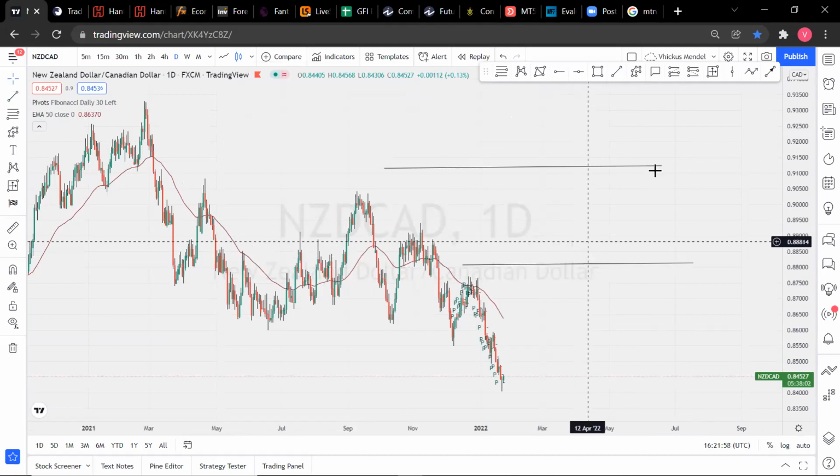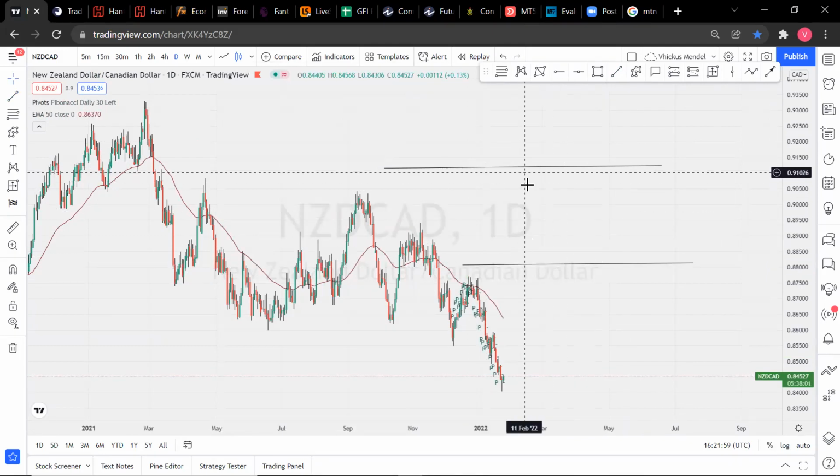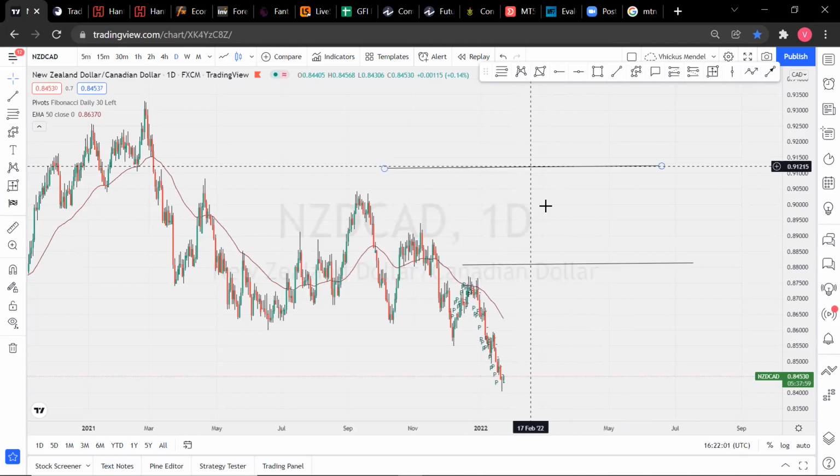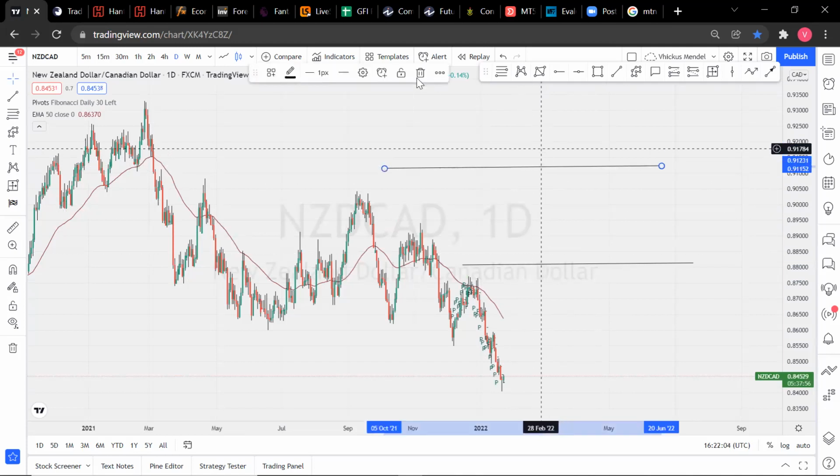But this time around, you are not going to see the trend lines or channels like this. This is how you see them.